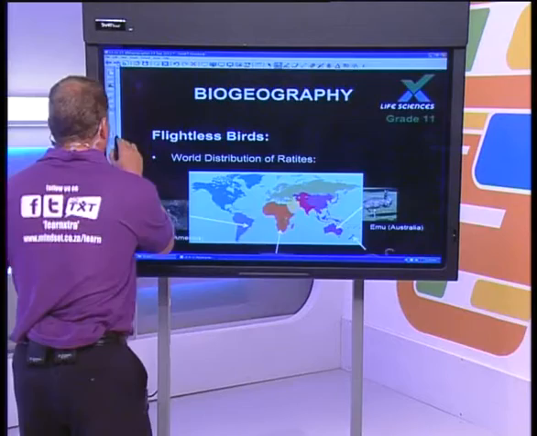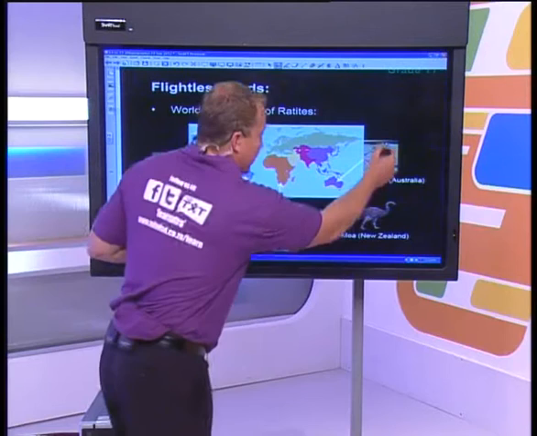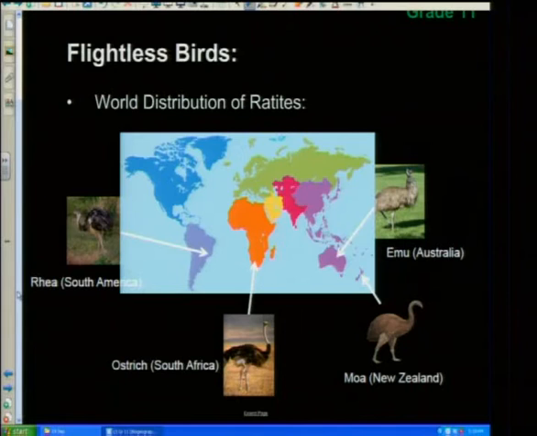Let me put this up here so you can see where they actually come from. I put the emus from Australia, the moas from New Zealand, the ostrich from South Africa, and from South America, the rhea. Look at all the different places they come from, all over the world.